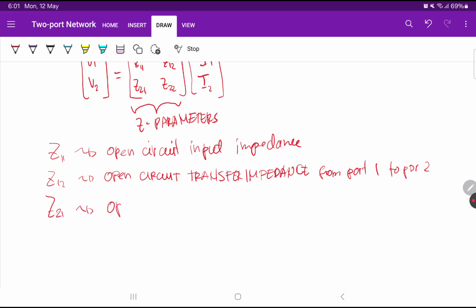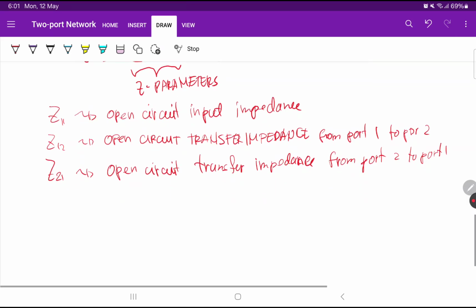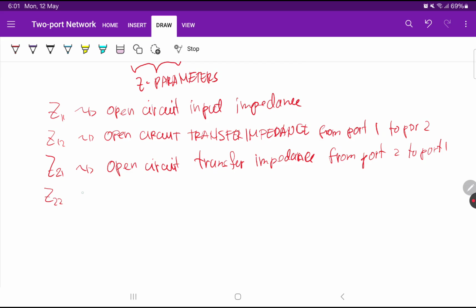It's still an open circuit transfer impedance, but this time this is from port 2 to port 1. Then finally, for the last one, Z22, this is the same as Z11. It's open circuit, but instead on the input side, because it's Z22, the number 2 represents the output. So this will be the open circuit output impedance.